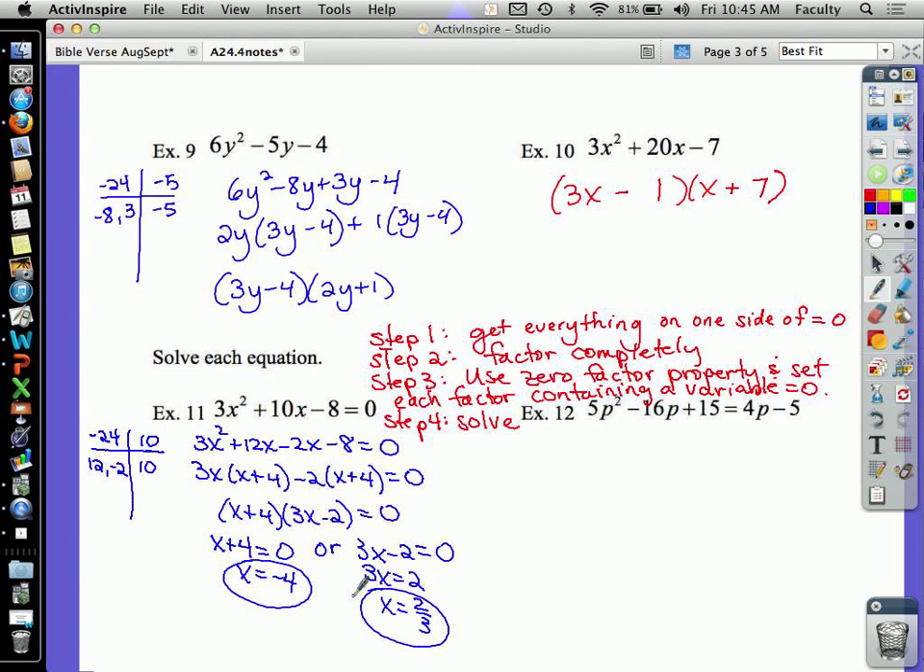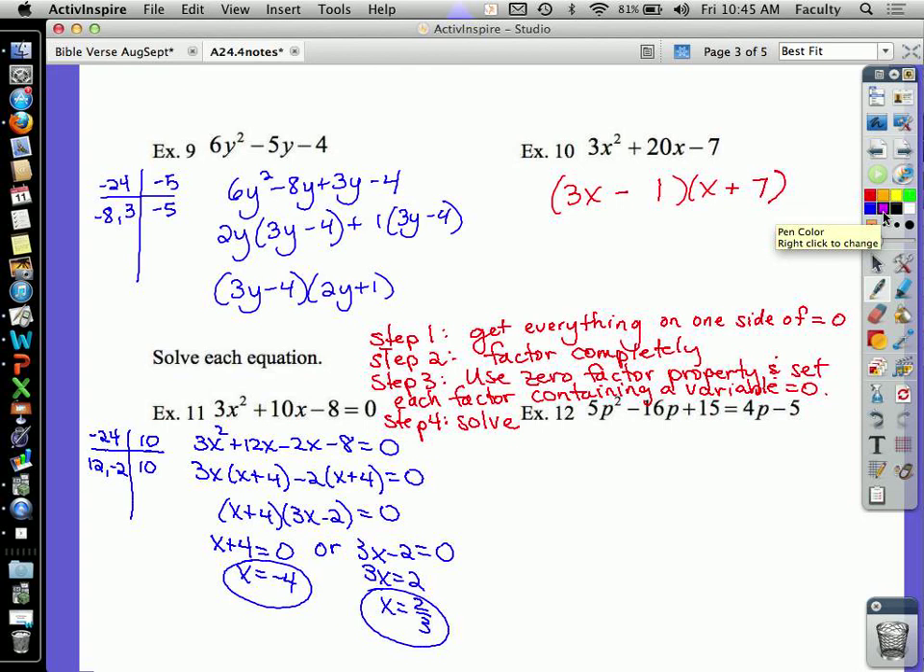For the two parentheses, does it matter which order they're in? No, you could have 3x minus 2 times x plus 4, but you can't have the sign switched. I can't have an x minus 4. Yeah, because I did the trial and error thing and they're switched. And that's okay, that's absolutely fine.